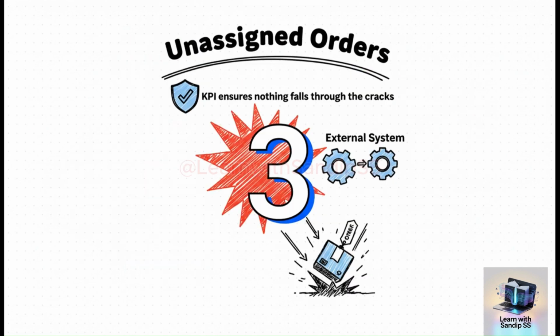Next up, and this one's a big one, unassigned orders. Think of this as a flashing red light on your dashboard. Why? Because an unassigned order is a problem waiting to happen. It's a job that can easily fall through the cracks, especially if it's coming in from some other system. This KPI is your safety net.